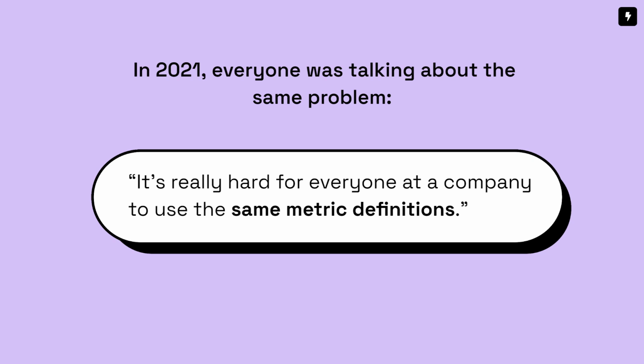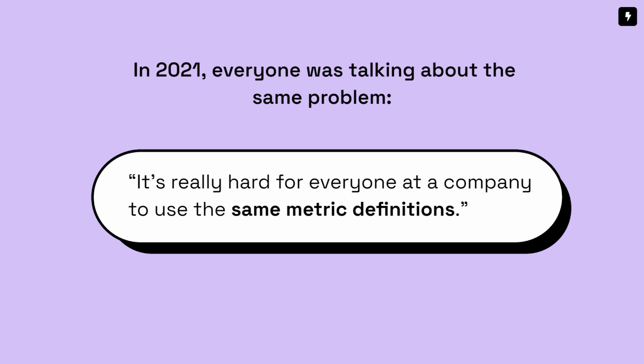And I think that in 2021, we were in a stage where the modern data stack was really well defined. dbt was accepted as the standard transformation layer. And so we now had these standardized data transformations, writing tables into your data warehouse. But afterwards, when you wanted to aggregate those tables or join them together, this just wasn't standardized. And so it felt like almost suddenly everyone was talking about the same thing. And that same thing was, it's really hard for everyone at a company to use the same metric definitions.